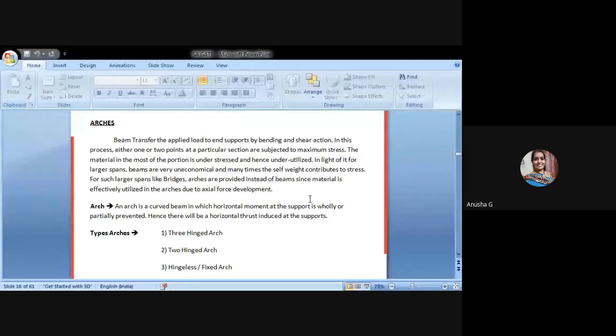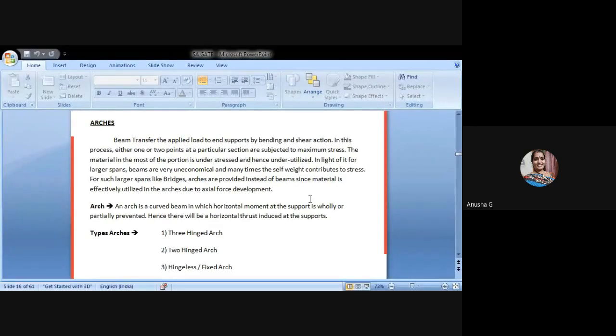In light of this, for larger spans, if you see flat slabs on larger spans, beams are very uneconomical, and many times the self weight contributes to the stresses. For such larger spans like bridges, arches are provided instead of beams, since material is efficiently utilized in arches due to the axial force developed.